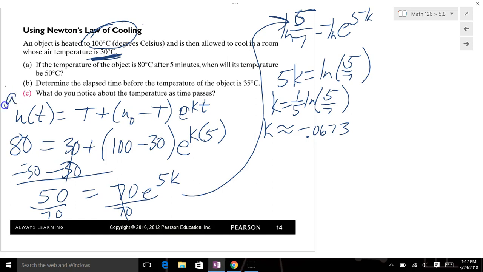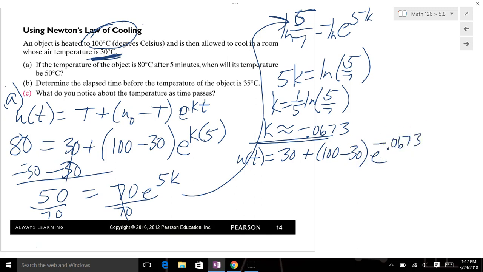Now, when will its temperature be 50 degrees? So this is still all part of part A. We know this. So we have this formula. The room temperature is 30. We're starting out at 100. We know our K, negative 0.0673. When will its temperature be 50 degrees? Well, we're going to solve for T here. So I'm going to replace that with 50. We want it to end up being 50 degrees.